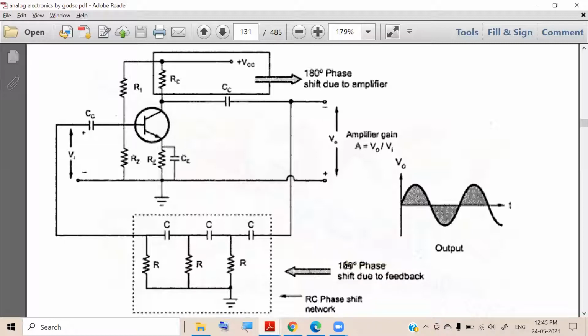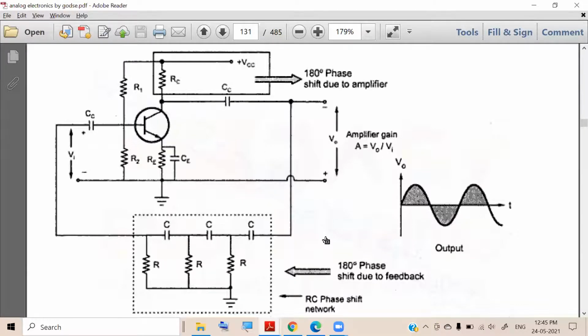So one more question. Three stages together should provide 180 degree phase shift. Means one stage should provide how much phase? 60. Very good, correct answer. Three stages together provide 180 degree phase shift, means one stage should provide 180 by 3, which is 60 degrees.